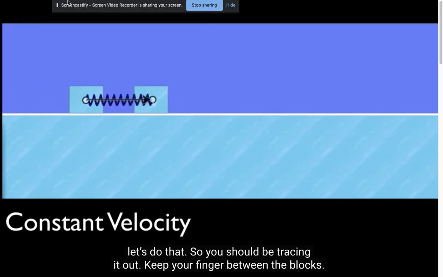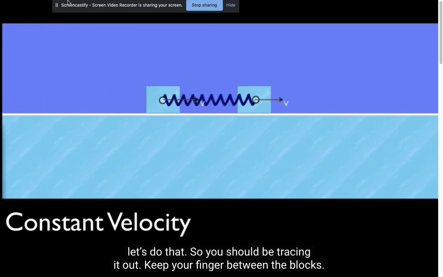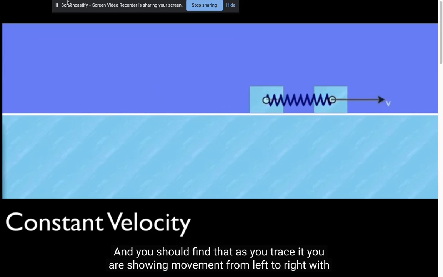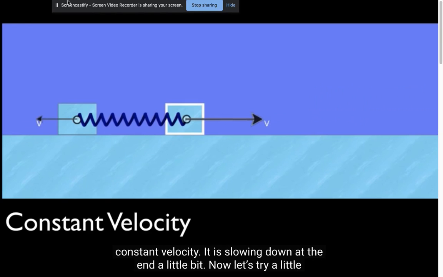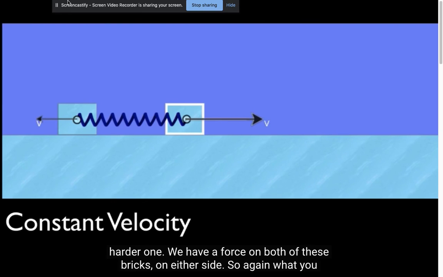What happens? When you keep your finger on there, look. And you should find that as you trace it, you're showing movement from left to right with constant velocity. It's slowing down at the end a little bit. Now let's try a little harder one.